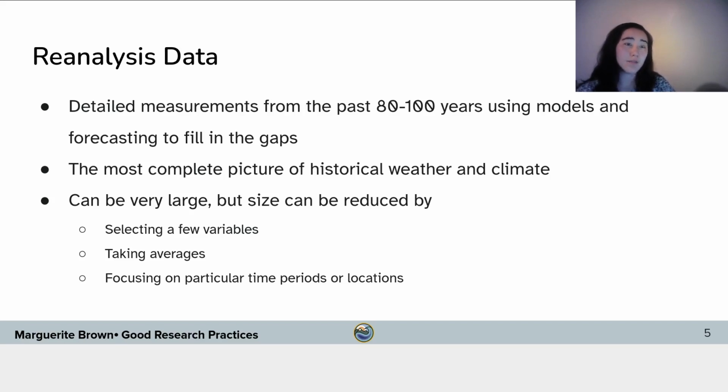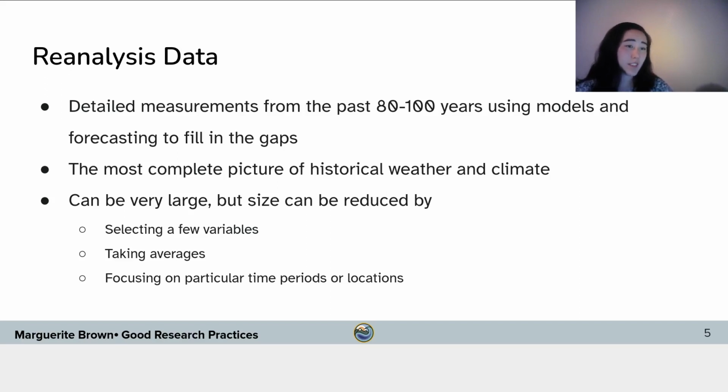Lastly, we have reanalysis data, and I have put this into its own category because it's a sort of interesting combination of both observational data and models. The basis of it is observational measurements from the past 80 to 100 years, but where there are gaps in that data, reanalysis data uses models and forecasting to fill them in. This can give a more complete picture of historical weather and climate with some stipulations.